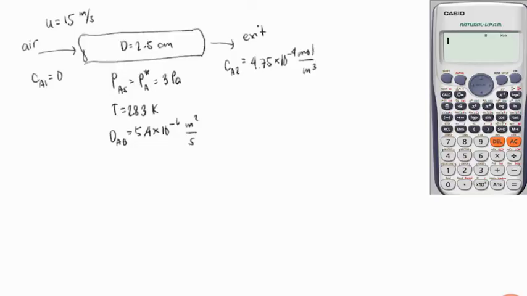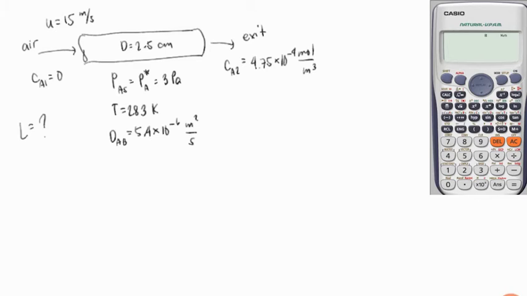Here are our givens for the problem. We have a tube 2.5 centimeters in diameter with air flowing inside at 15 meters per second. The tube is made of naphthalene, okay? The naphthalene will sublime into the air such that our exiting air would contain some naphthalene. So we are looking for the length of the tube needed for our exit air to have a naphthalene concentration of 4.75 times 10 raised to negative 4 moles per cubic meter.